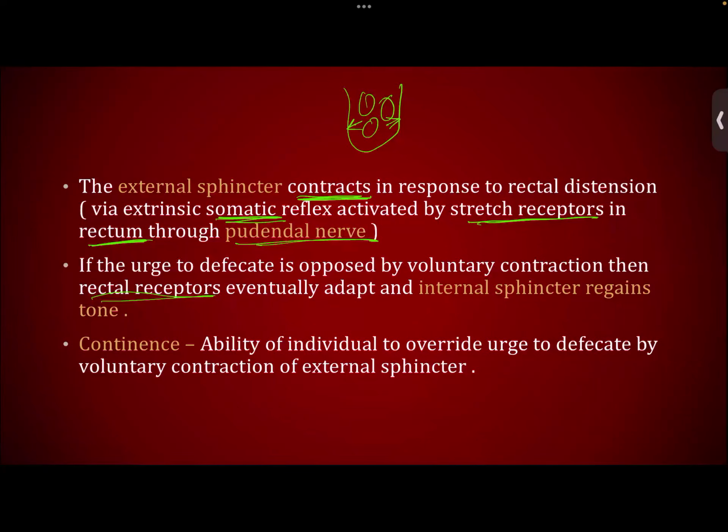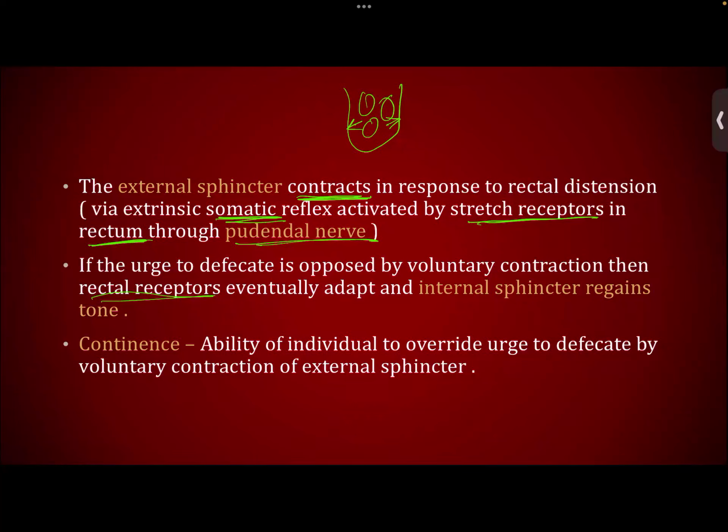So let me repeat that again so that you guys understand. The internal sphincter will regain its tone. That means it will contract again once it understands that you cannot excrete. And how does it know that you cannot excrete the feces? It's because there's voluntary contraction of the external sphincter, which is controlled directly by your brain because it's a skeletal muscle. And we've mentioned the word continence a lot.